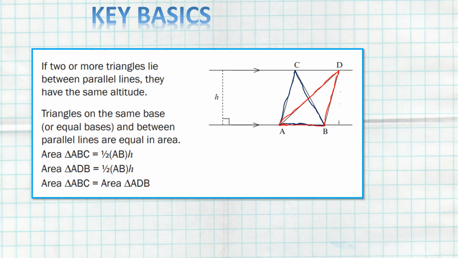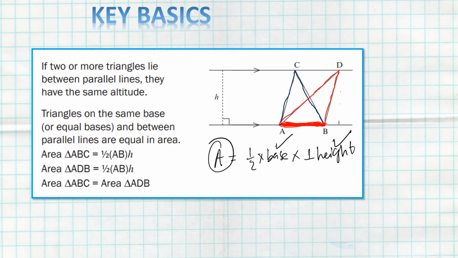And also they are found on the same base. They are sharing the same base. AB is their base. It is a base for triangle ABC, and it's a base for triangle ABD. So it means that their areas are also going to be the same, right? Why? Because we know that the area of a triangle is 1/2 base times height, base times perpendicular height, right? So if the height is the same and the base is the same, obviously the area is going to be the same. And what will be the reason? Same base and same height.